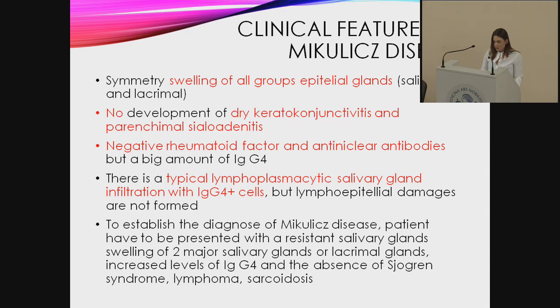Clinical features include swelling of all groups of epithelial glands. In comparison with Sjogren's syndrome, there is no development of dry keratoconjunctivitis and parenchymal sialadenitis. And there are differences, as I've said, in peripheral blood studies. To establish the diagnosis of this disease, patients have to present with resistant swelling of two major salivary glands or lacrimal glands and increased levels of immunoglobulin G4. And of course, there must be no previously established Sjogren's syndrome, lymphoma, or sarcoidosis.